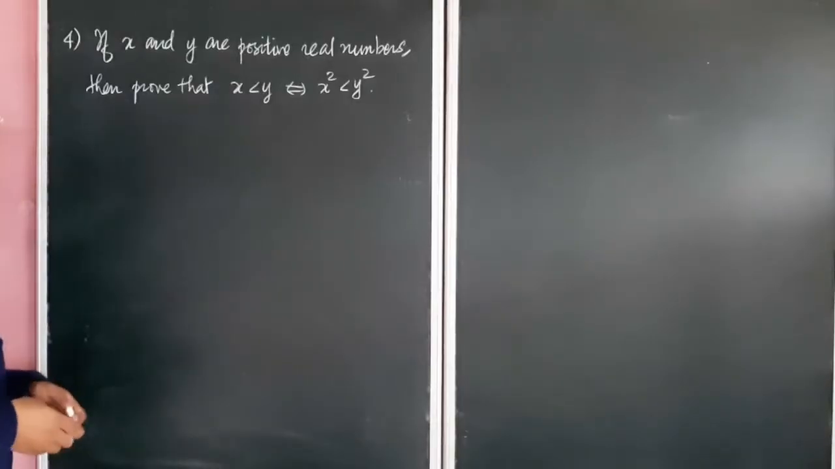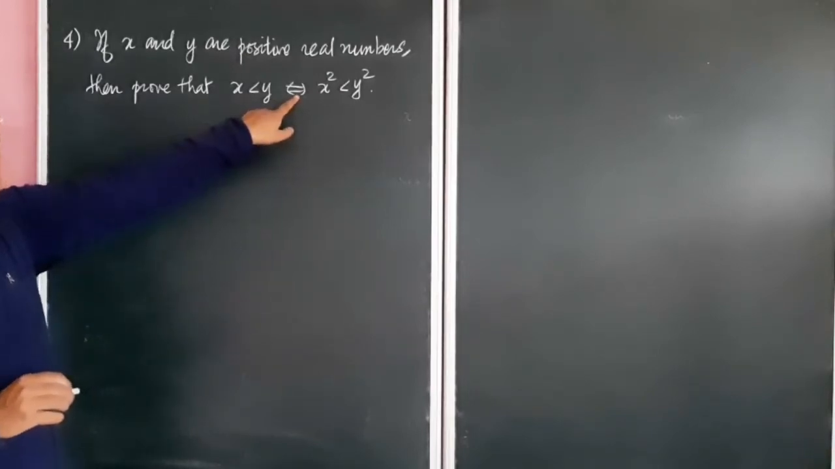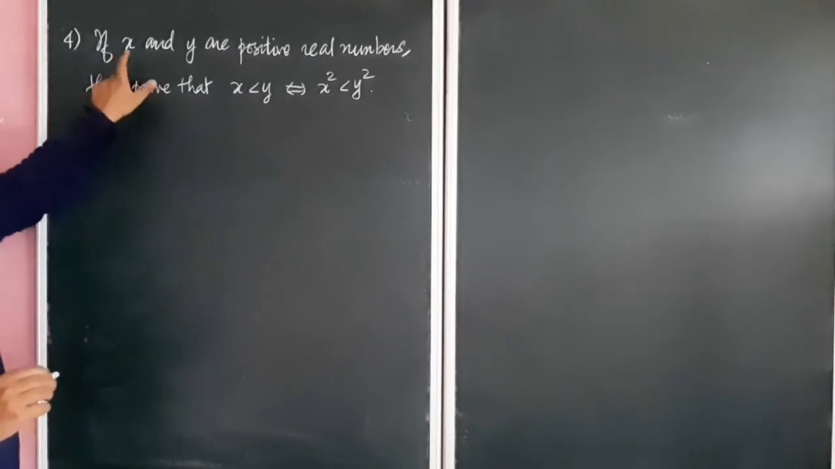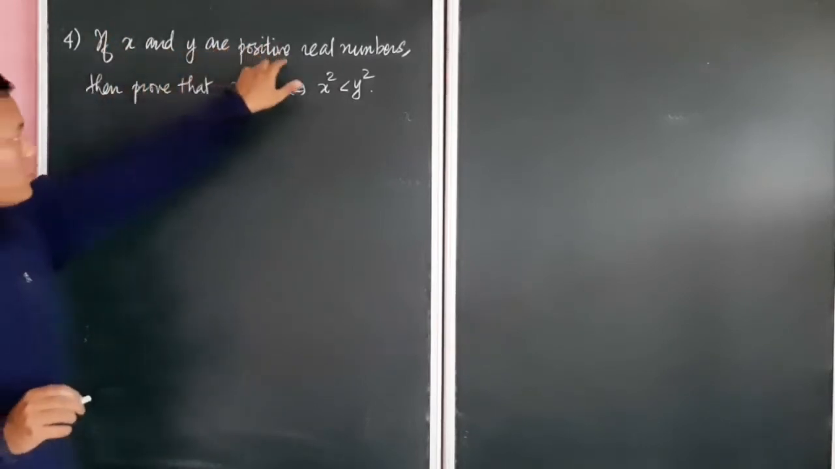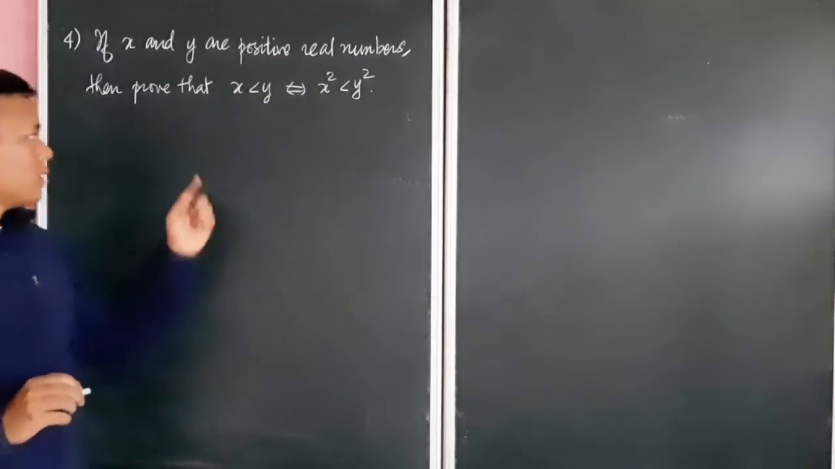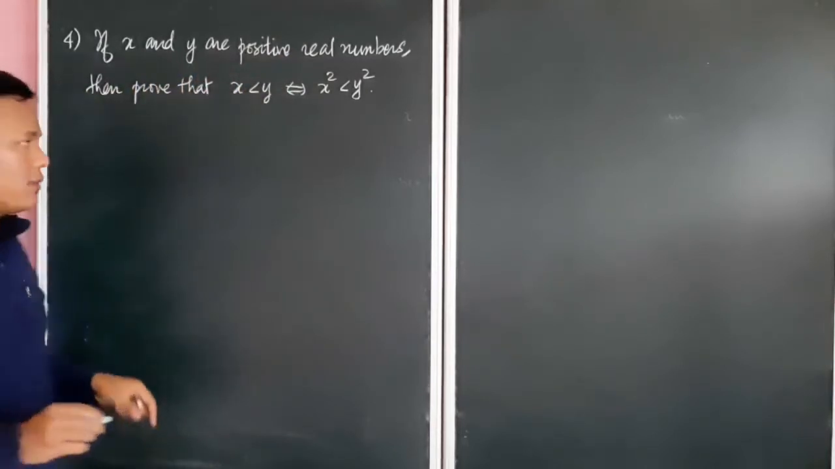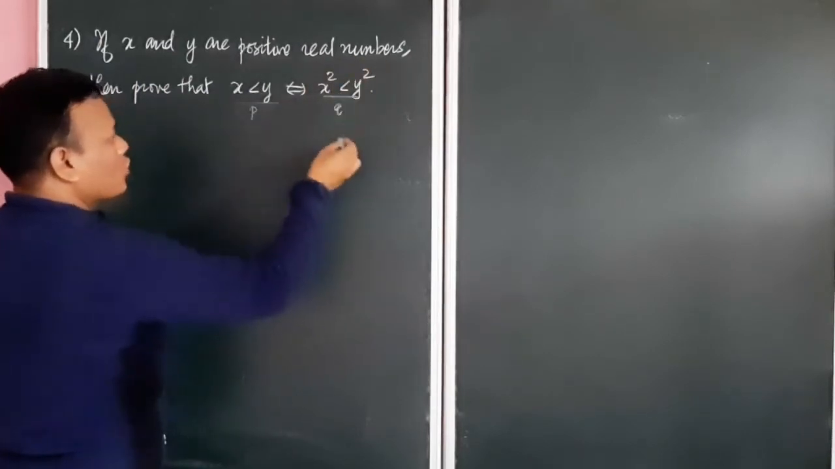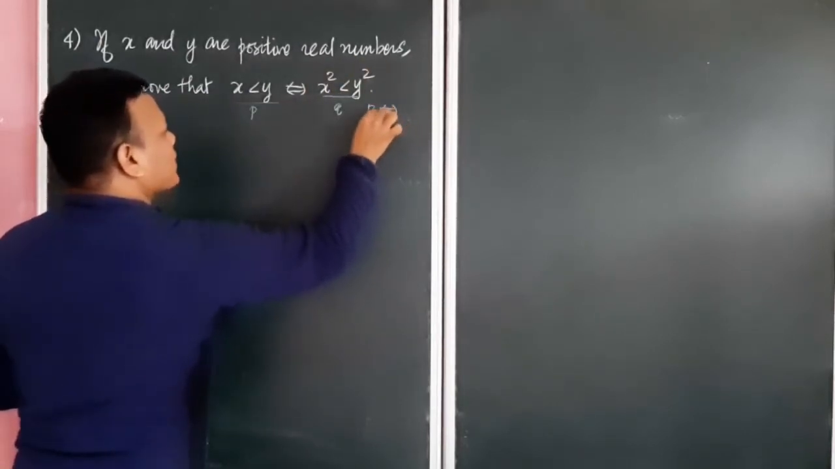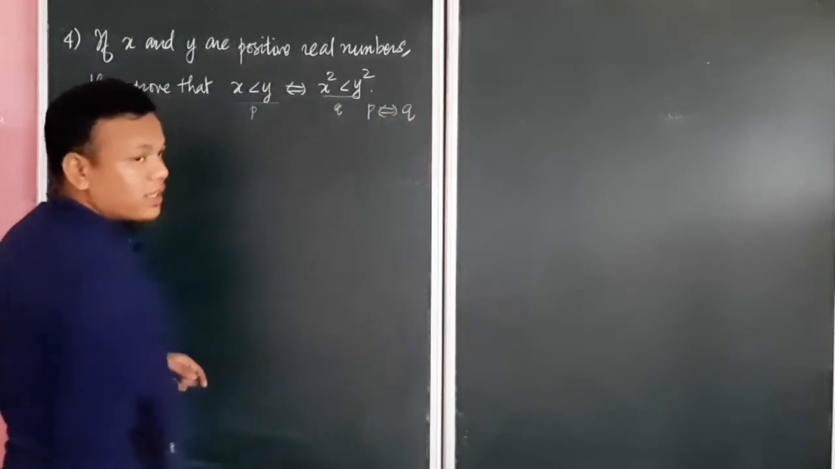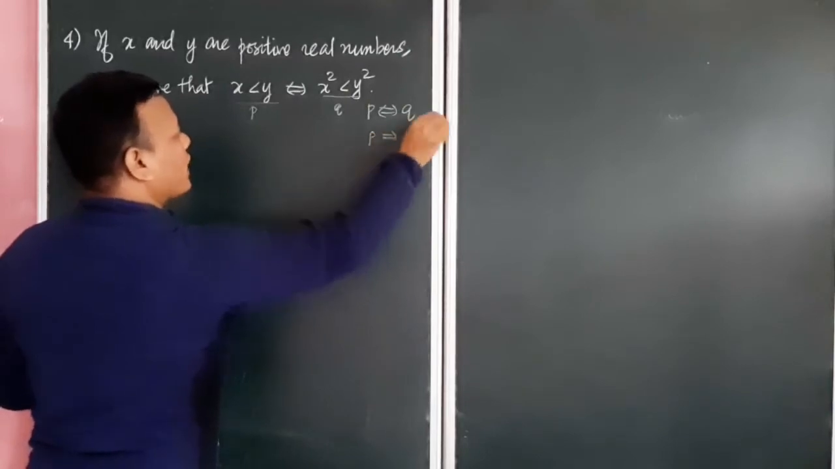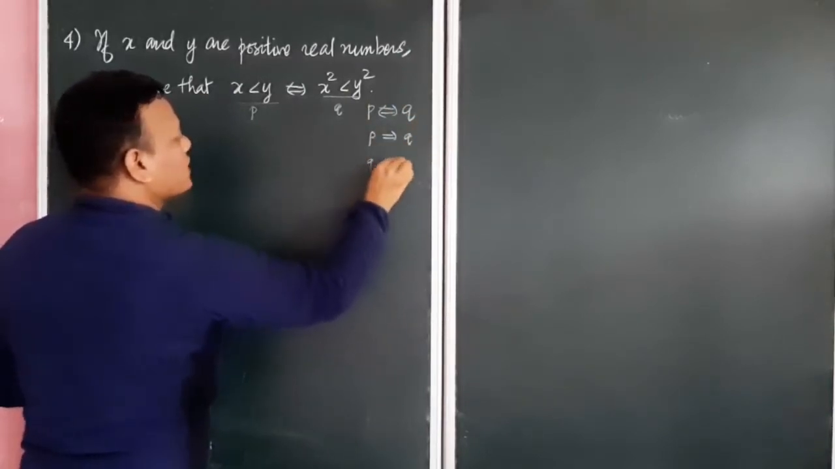So the next question is on a biconditional statement. As you can clearly see this sign out here, this means the statement is biconditional, and we need to show, if x and y are positive real numbers, then prove that this happens. That means this is my P and this is my Q. So we want to show P implies and is implied by Q. The meaning of this is P implies Q and the other way around, that is, Q implies P.